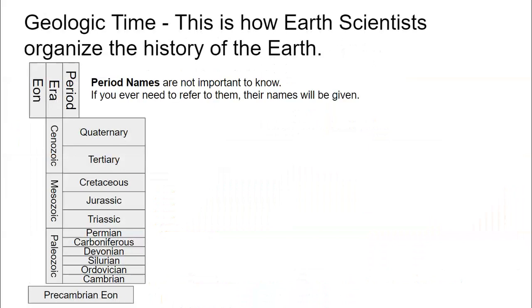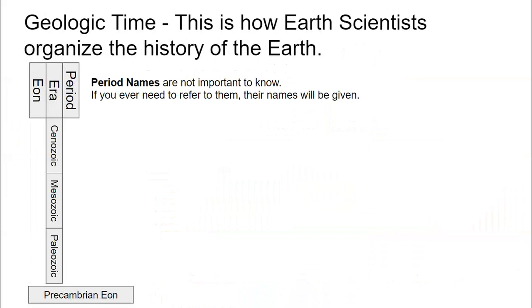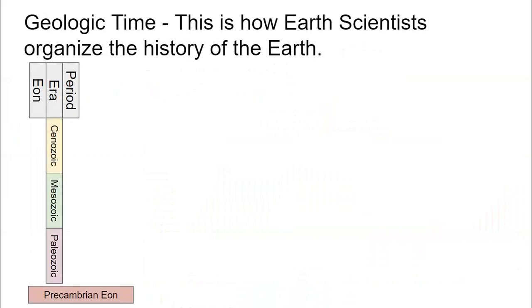So those names will be given. I don't want you to spend time trying to memorize these things. That is not an effective use of your time for our current purposes. If you were to go further into the earth sciences, then eventually you would need to know these periods, but we aren't there, and so let's get rid of them. What we're left with then are the 3 eras and the first eon. These are the 4 parts that we do need to know about.